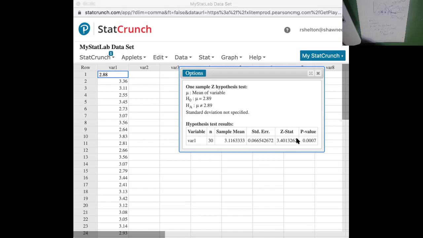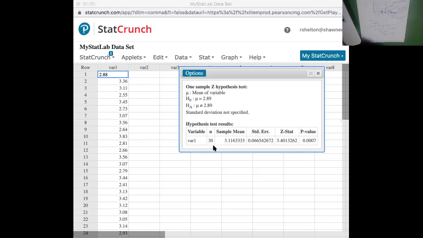That's the status quo. That's the assumption that if the diet doesn't work, the weight loss is 0 for anybody on this diet. And the alternative is that there is a positive weight loss. Okay, check answer.